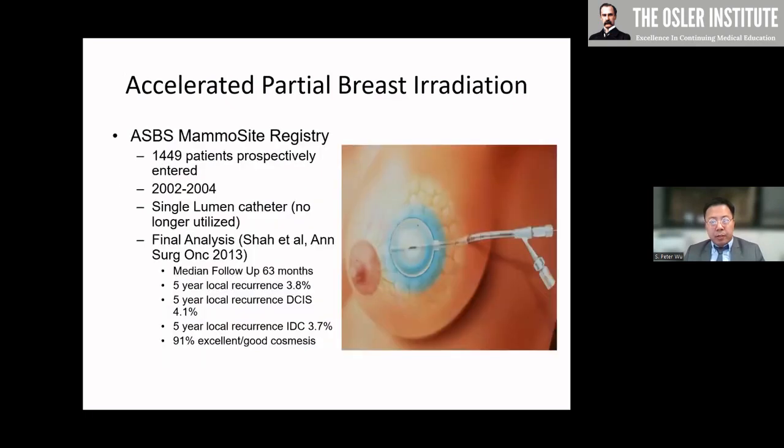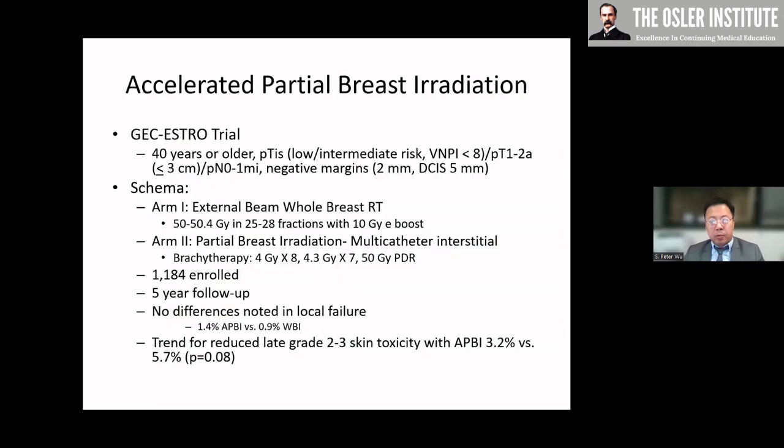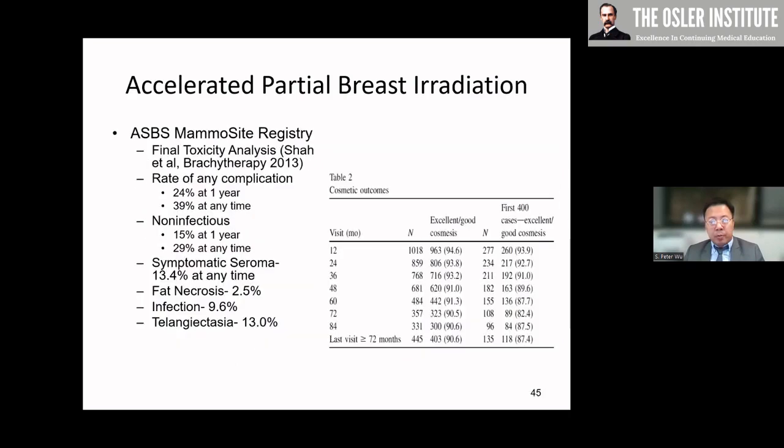Here is a retrospective study which looks at the Mammosite registry and very similar results. Again, similar low local recurrence in this well-chosen patient population, emphasis on well-chosen, and very good cosmesis, higher than historical rates for external beam. This is jumping around a little bit.